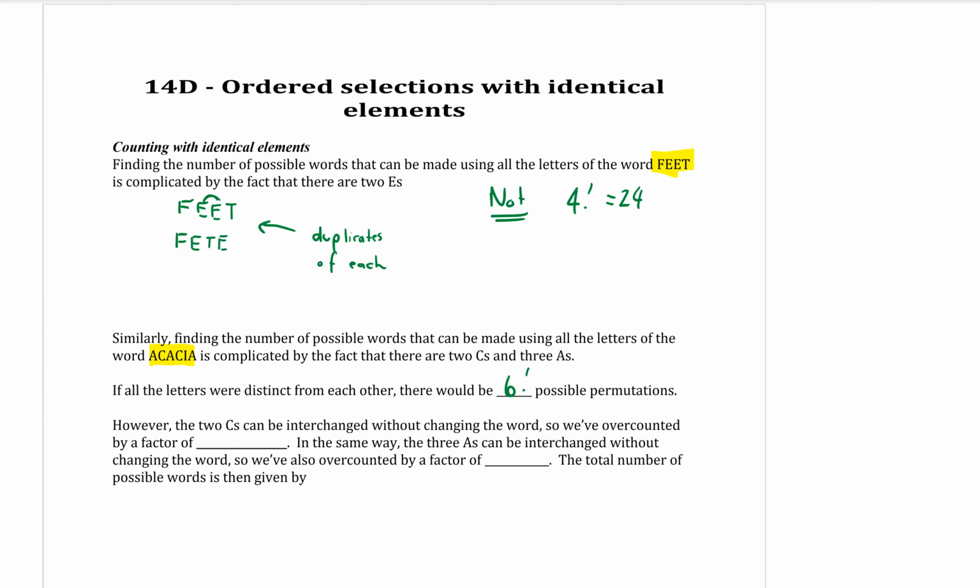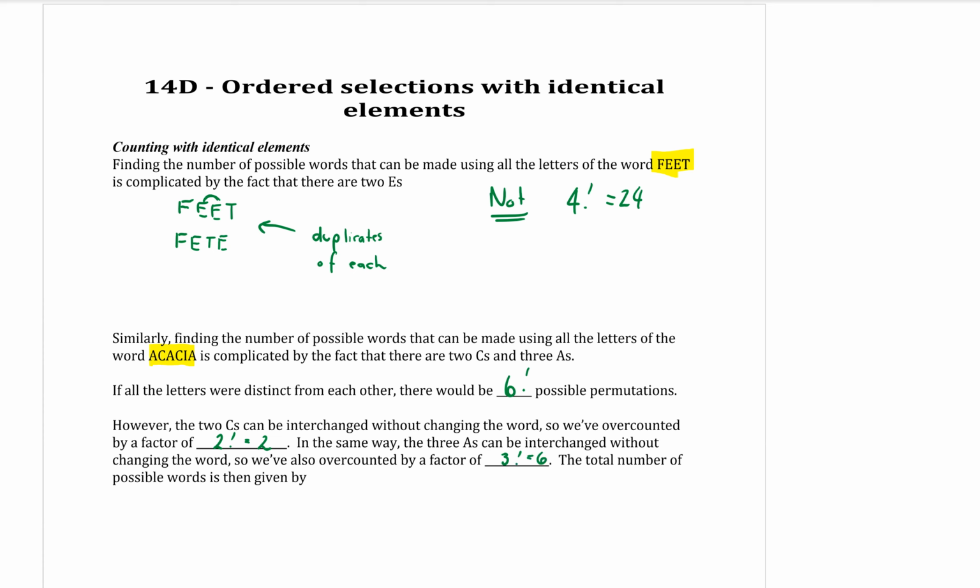Okay, however, the 2 C's can be interchanged without changing the word. So we have overcounted by a factor of 2 factorial, which as we know is equal to 2, right? So sometimes we just write 2 factorial as 2 because we know it's the same. In the same way, the 3 A's can be interchanged without changing the word. So for the A's, we have overcounted by a factor of 3 factorial, which is equal to 6.